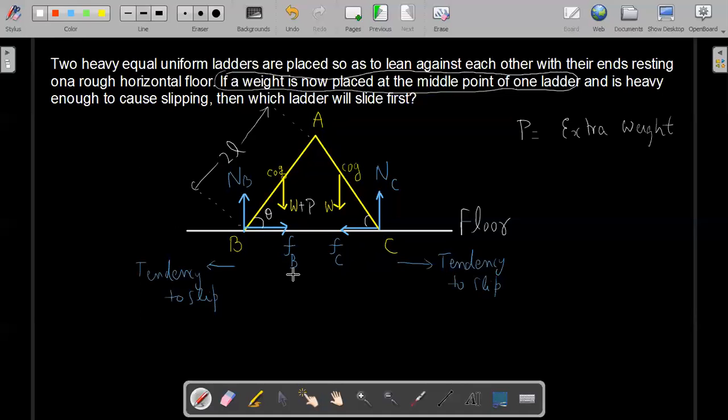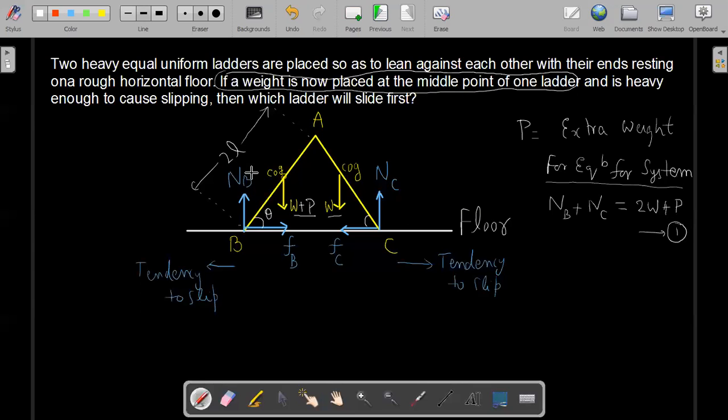Now the conditions of equilibrium. For the equilibrium of the whole system, if I consider both ladders as a single unit, the upward force, which is NB plus NC, should be balanced by the downward force, which is W plus P for ladder 1 and W for ladder 2, which means 2W plus P. That is the first equation, in which the vertically upward forces NB and NC are added together and balance the vertically downward forces W plus P and W, which means 2W plus P.